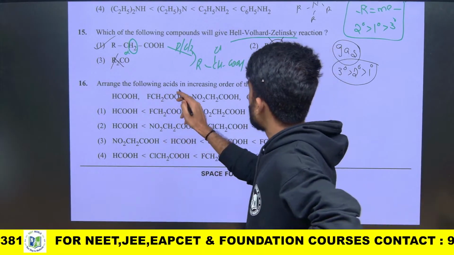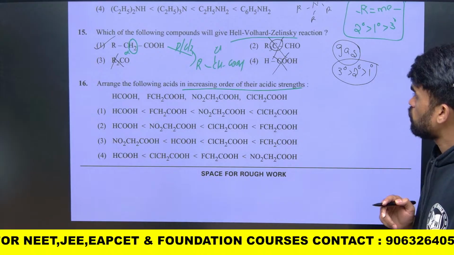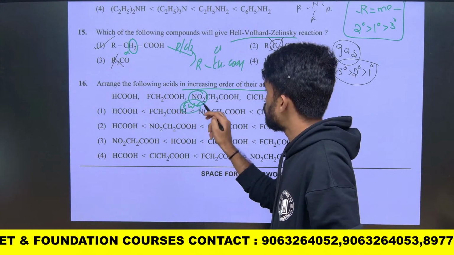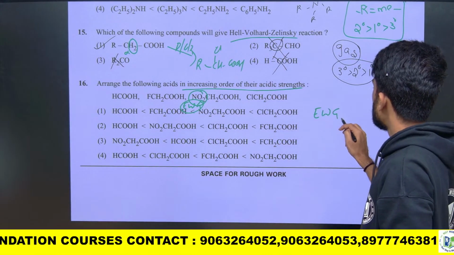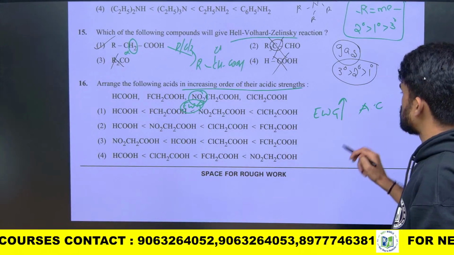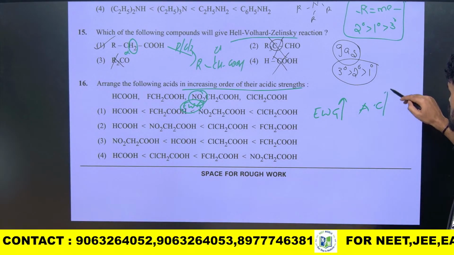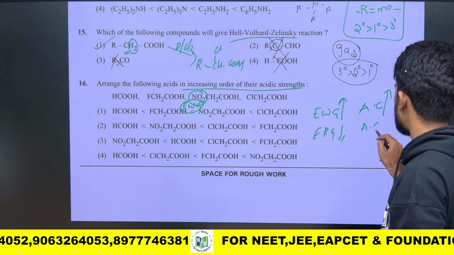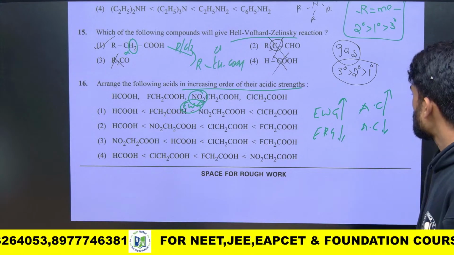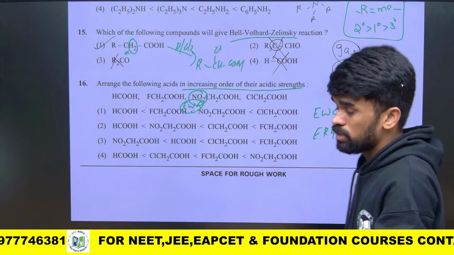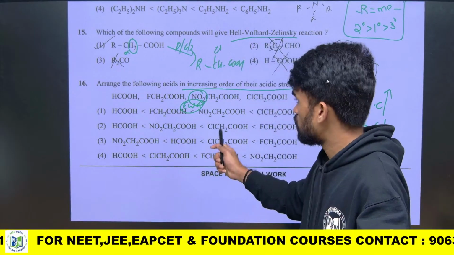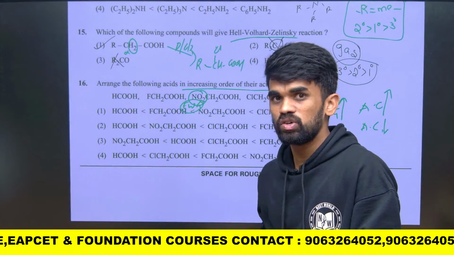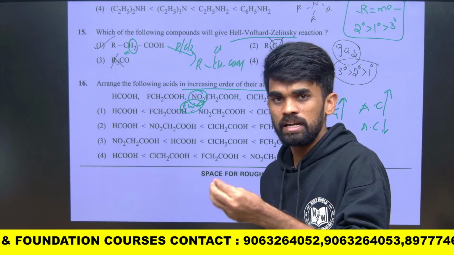Now arrange the following acids in the increasing order of acidic strength. So which is more acidic? We know the nitro group is a strong electron withdrawing group, and electron withdrawing groups increase the acidic character of carboxylic acids, while electron releasing groups decrease the acidic character of carboxylic acids. In the NEET 2025 exam, there was a question on this acidic nature of carboxylic acids, where they gave alkyl groups. Alkyl groups are releasing groups, therefore acidic nature decreases when it has alkyl groups.